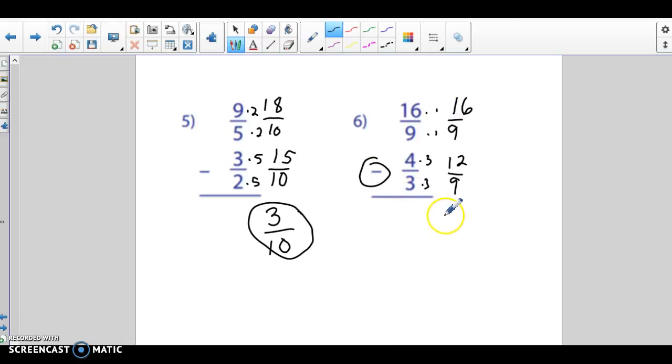What does 16 take away 12? 4. And when you add and subtract, have you noticed that the denominator stays the same? Okay. All right.